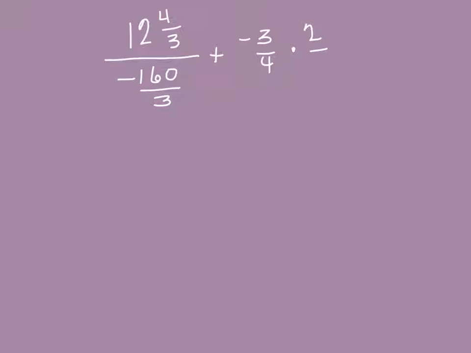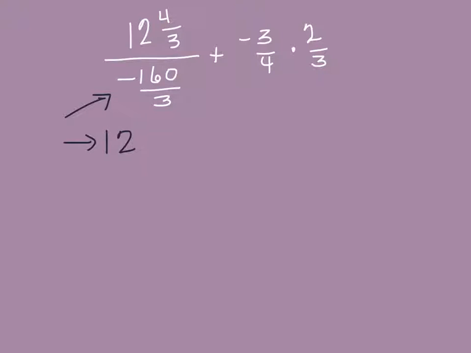I've got 12 and 4/5. Why do I keep doing that? 12 and 4/3, sorry again, divided by negative 160 over 3 plus negative 3/4 times 2/3. So I have been saying it all along that this is division, this right here, but I haven't written it so that it looks like a division problem yet. So that, of course, is the first thing that we want to do here, is to make that look the way that we're used to seeing it.